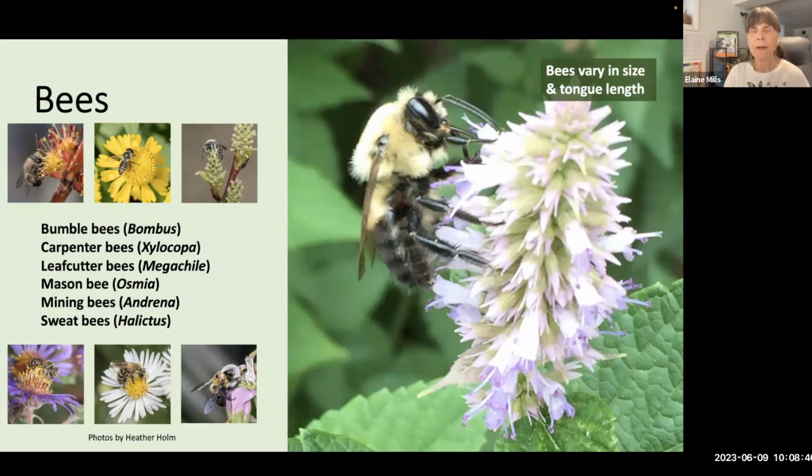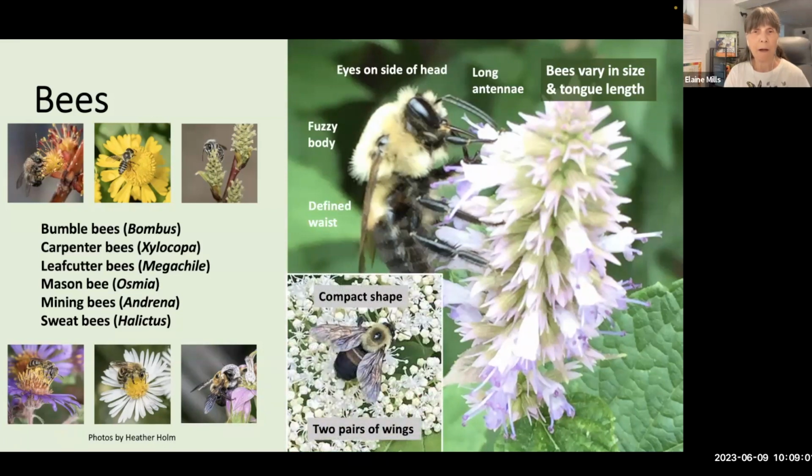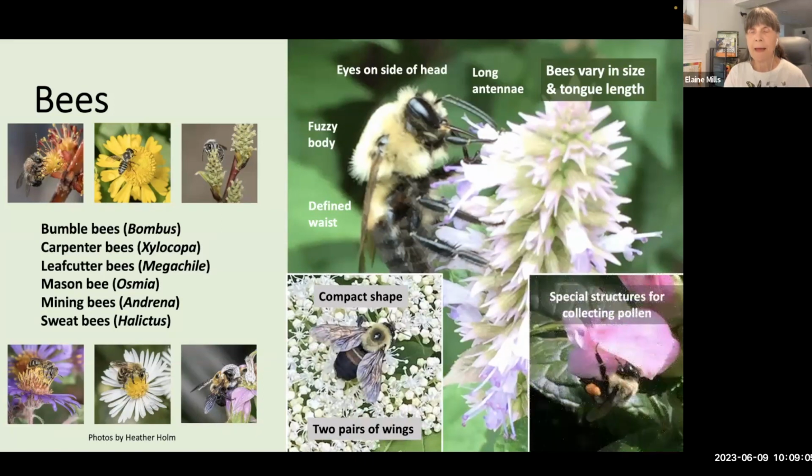And they also vary in tongue length, and that will determine which specific native flowers they will be visiting. But there are certain characteristics that they have in common. They all have long antennae, large eyes on the sides of their heads, fuzzy bodies, a defined waist, a generally compact shape, and 2 pairs of wings. And as I've mentioned, they have special structures for collecting pollen.